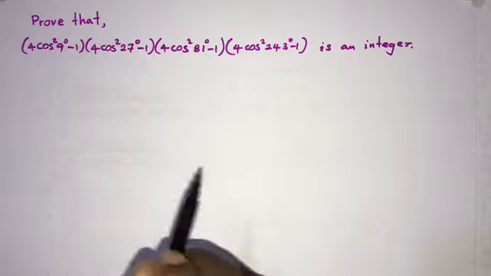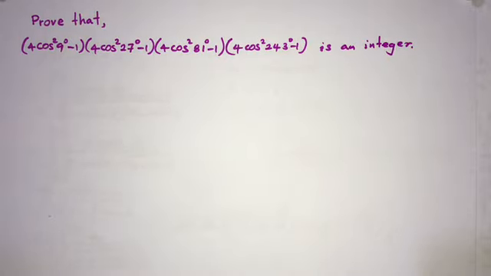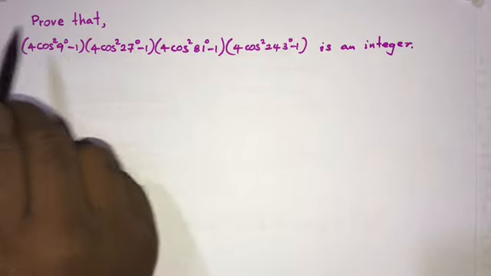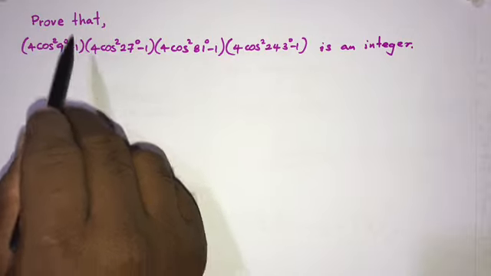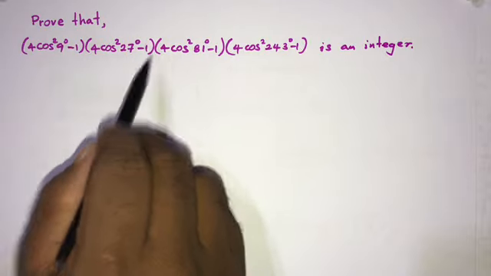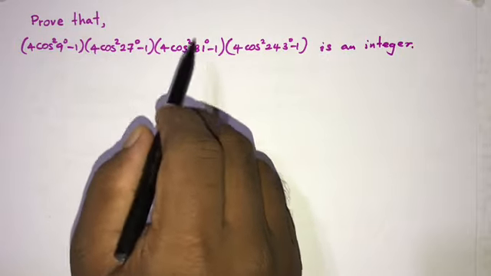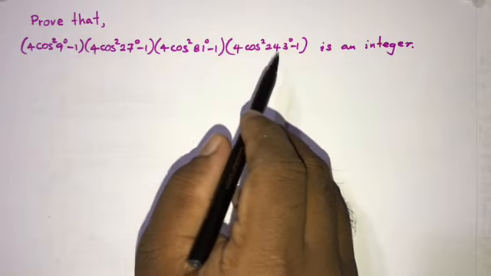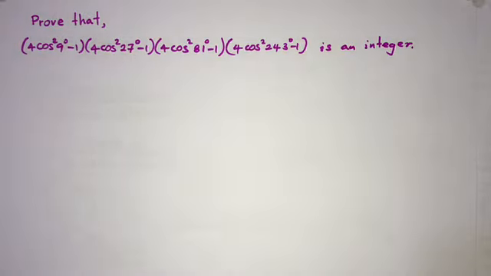Today we are going to solve another interesting trigonometric question. The question is, prove that 4 times cosine square of 9 degrees minus 1, times 4 times cosine square of 27 degrees minus 1, times 4 times cosine square of 81 degrees minus 1, times 4 times cosine square of 243 degrees minus 1 is an integer. Okay, how to begin?